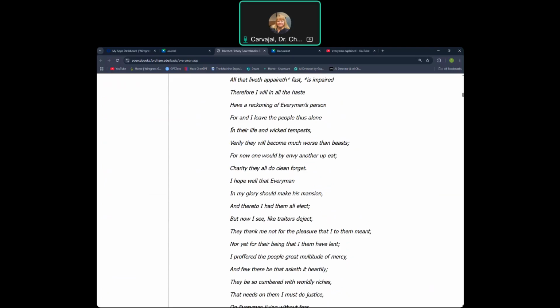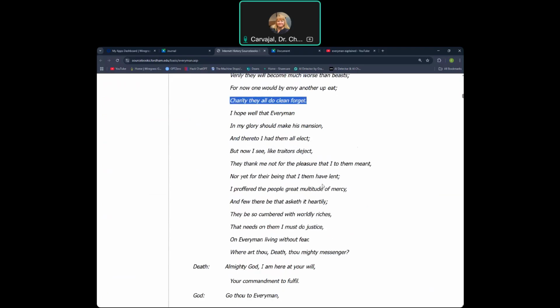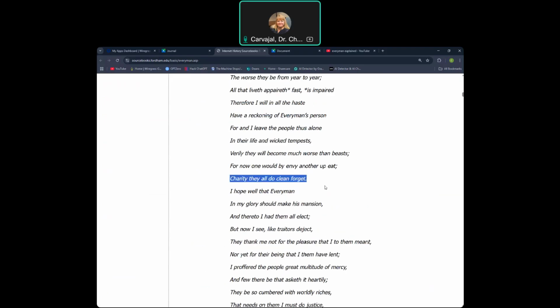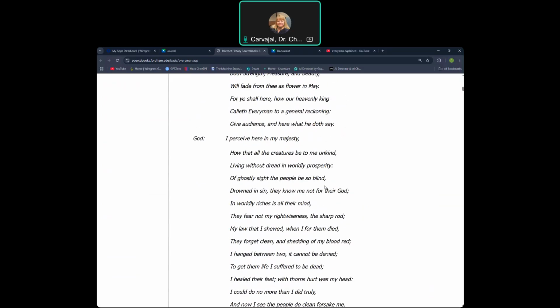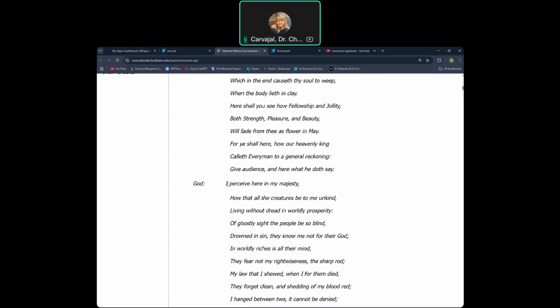And so he says, be careful, because if I leave the people thus alone in their life and wicked tempests, verily they will become much worse than beasts. So essentially it's saying that when people don't think about heaven, don't think about what their reward will be, they may turn evil, and they're not going to do the good things that they should be doing. And this messenger, very quickly, starts out what this is going to be, and then this is God.